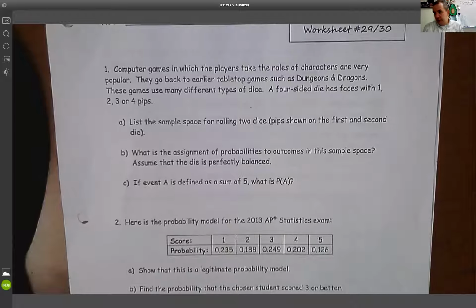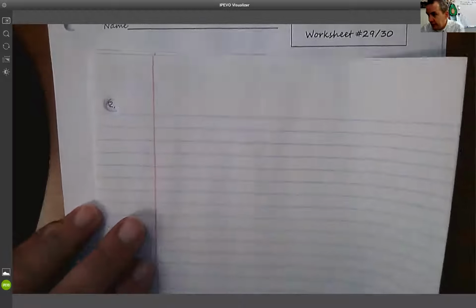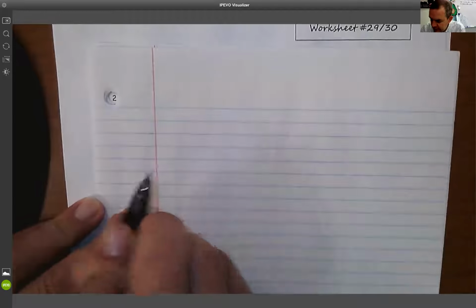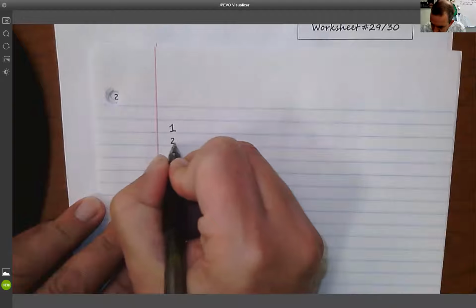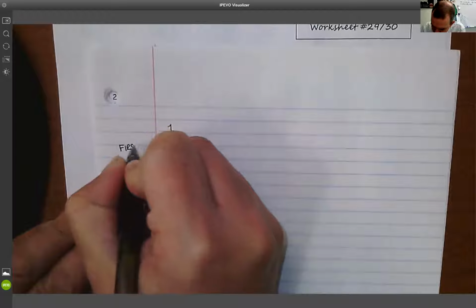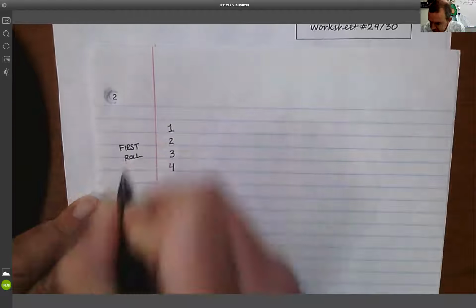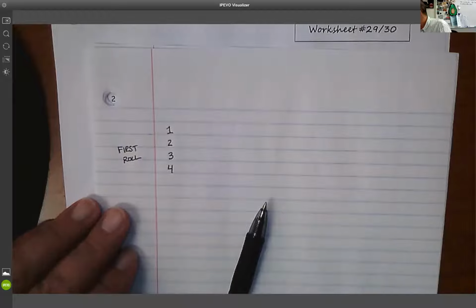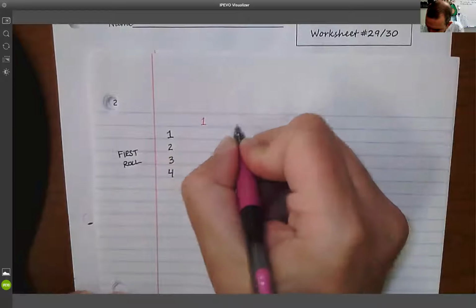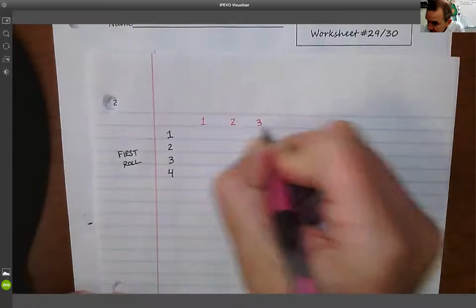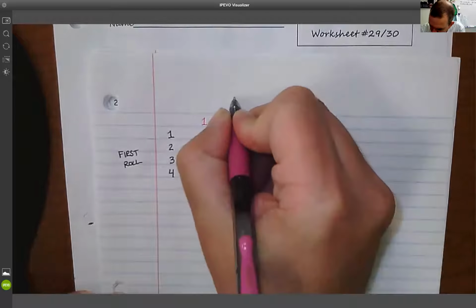Computer games, we're talking about four-sided dice, and we're trying to figure out what is the sample space for rolling the two dice. So if you think about it, when you roll two four-sided dice, this is really what's going to happen. You're going to get a 1, a 2, a 3, or a 4. That'd be on my first roll. Let's just do this in a different color. I'm going to get a 1, a 2, a 3, or a 4. And this would be on my second roll.